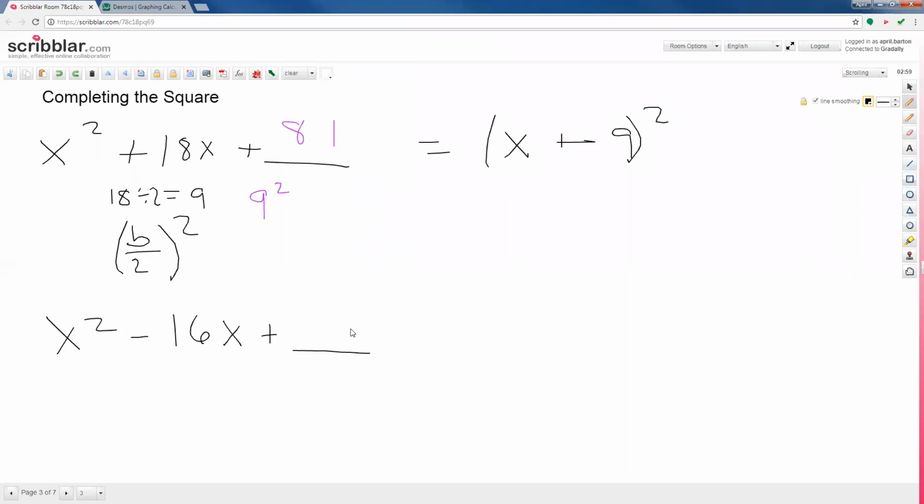So if we did the next one, we're trying to find this blank spot. We're going to do the same process. If we take the middle number divided by 2 and square it, what number fills in this blank spot?